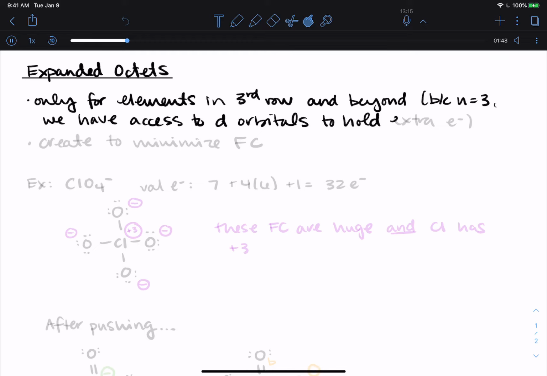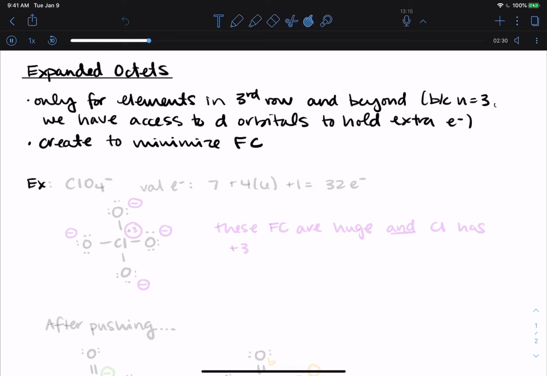So in the last video, when I was talking about never expanding the octet for nitrogen, that's just because nitrogen is in the second row. It doesn't have access to the d orbitals. You cannot expand the octet for anything in the second row. But as soon as we get to the third row, we have the ability to do this. And the reason we will do this, so the reason we will create Lewis structures that have expanded octets, is to minimize formal charges.